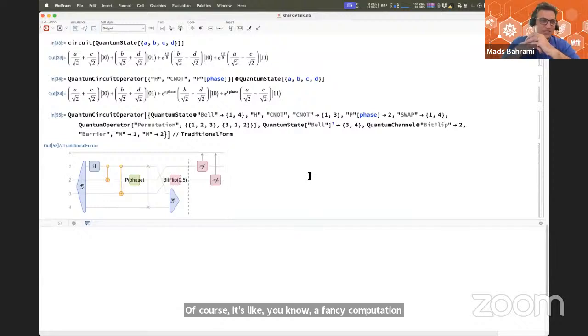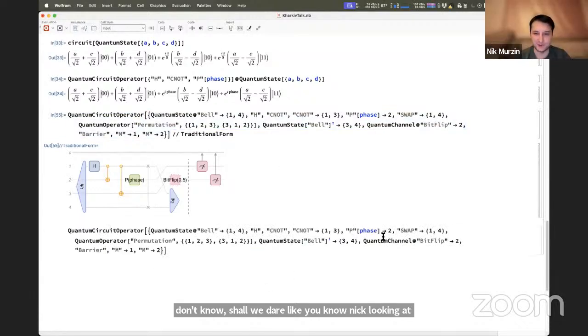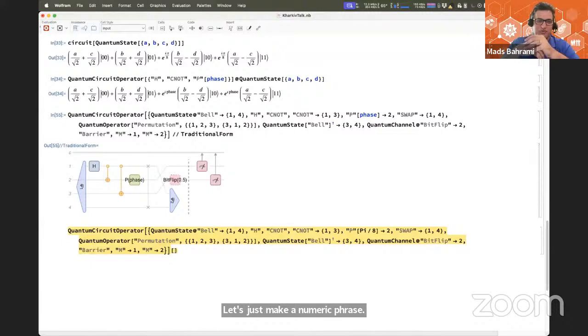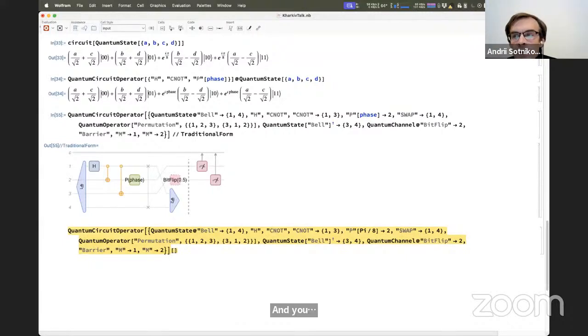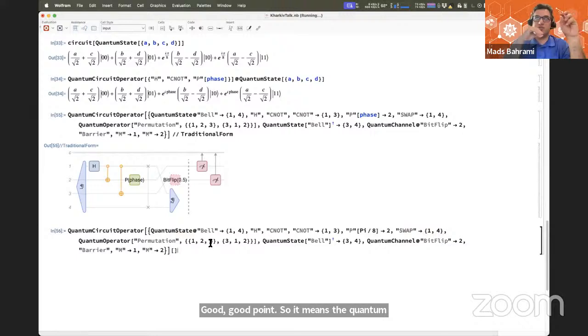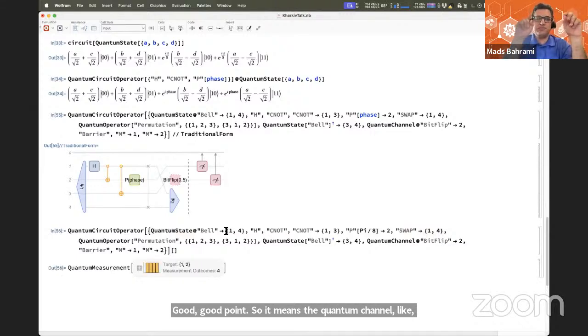Shall we dare, Nick, look at the probabilities? I think it's going to take some time. Well, let's just make a numeric phase. Excuse me, what does it mean, bit flip 1/2 in the brackets? Good point. It means the quantum channel, so basically, what was the idea? 1 minus P, where P is the probability of noise happening.